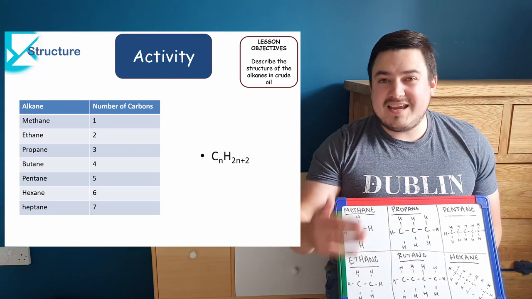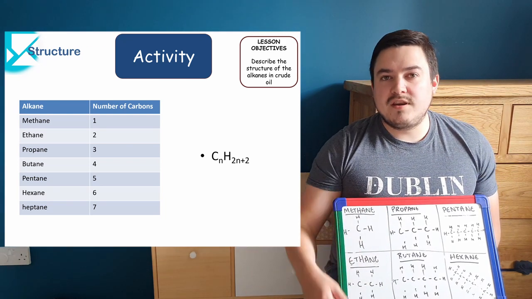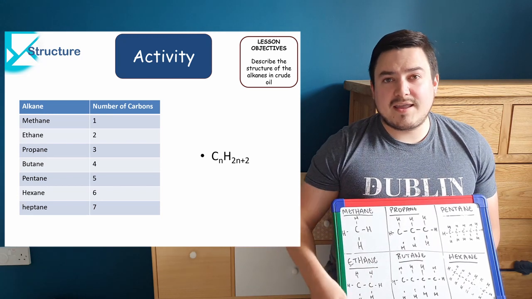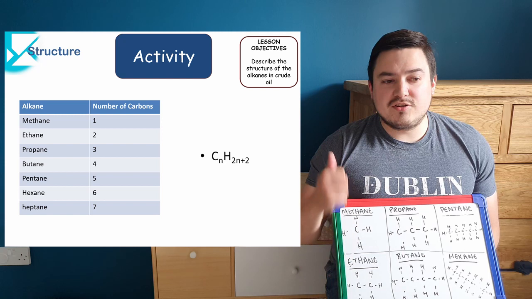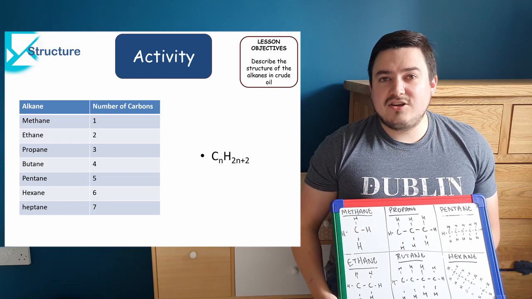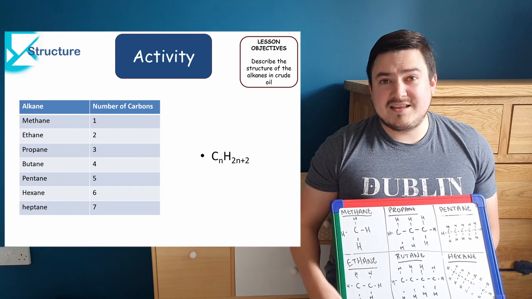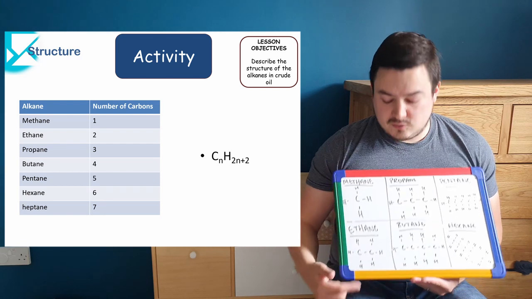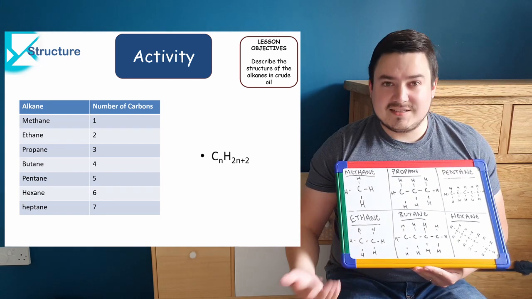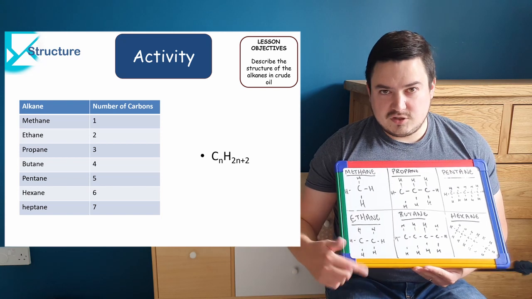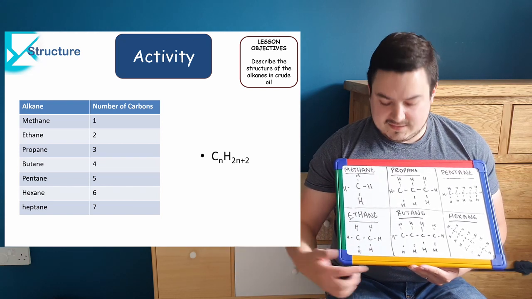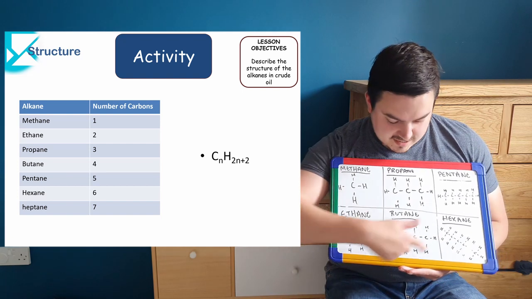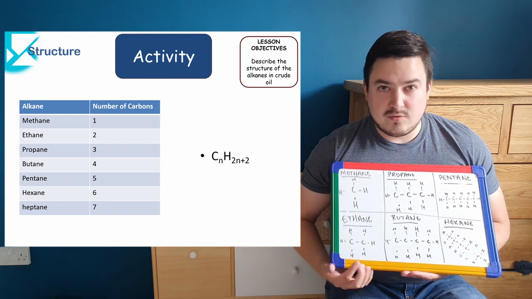Now, you can predict how many hydrogens there'll be if you know the number of carbons. So if you know the name, you can work out how many carbons there are, you can then work out how many hydrogens there'll be. And you can do that using the formula CnH2n+2. And that means that for however many carbons there are, there'll be twice as many hydrogens plus 2. So 2 carbons, there is 6 hydrogens: 2 times 2 plus 2, 6. For 4 carbons, there is 2 times 4 plus 2, 10 hydrogens. And the same is true for all of these.